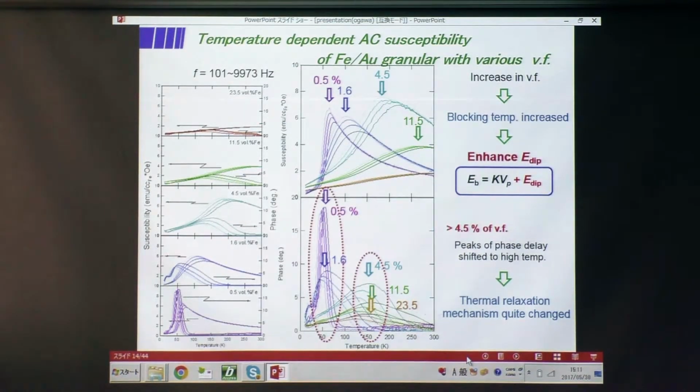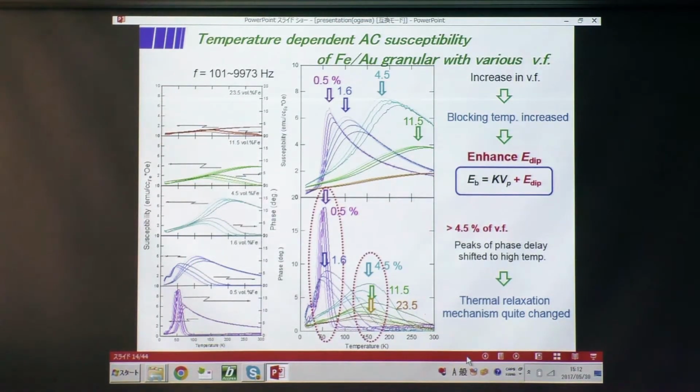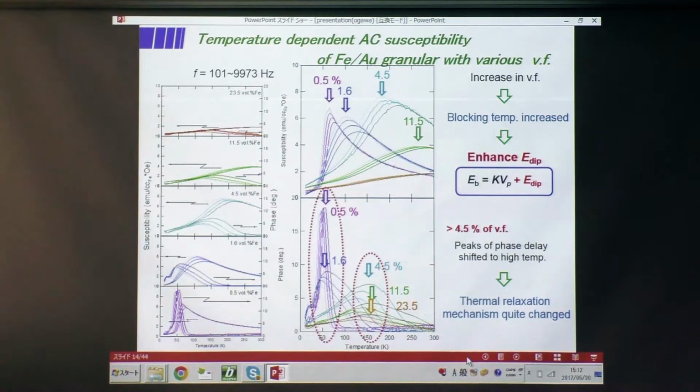And this is the AC susceptibility of the granular structure with various volume fractions: 0.5, 1.6, 4.5, 11, and 23%. This is the real part and the imaginary part, with the peak like this. And we replot the temperature dependence of susceptibility and the phase delay as a function of the volume fraction of iron nanoparticles.